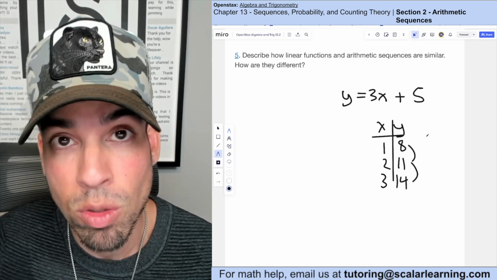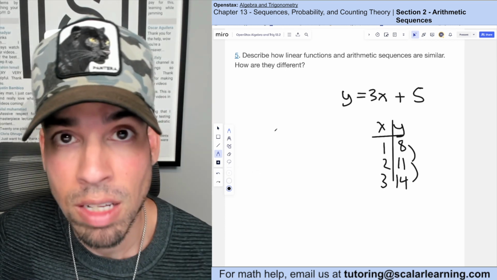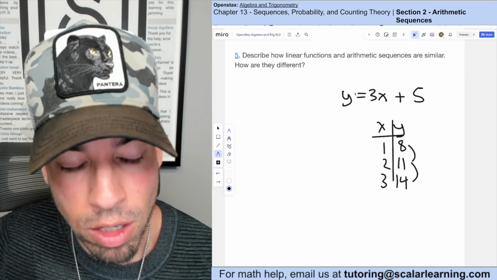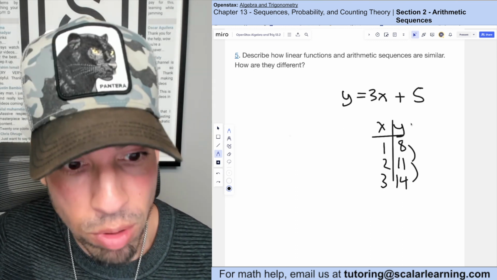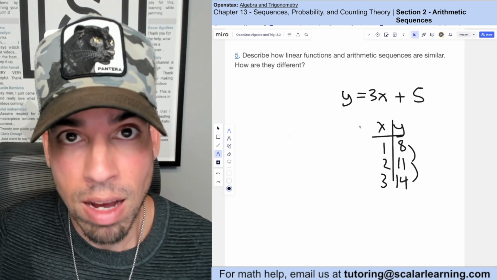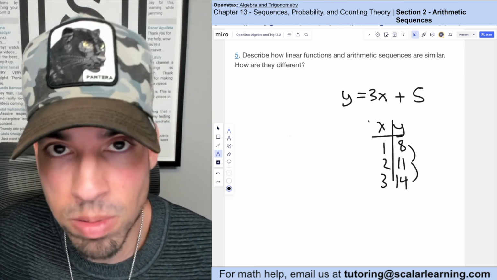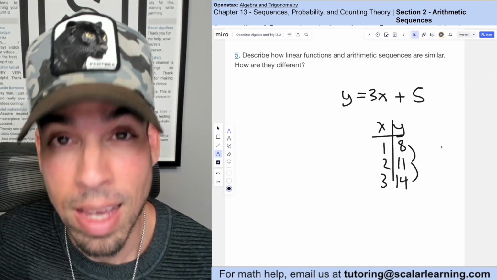So that's the similarity. The way it's different is in a linear equation, we can plug in anything for x. It doesn't have to just be whole natural numbers. It could be like 1.7, 3.2. We don't have that in an arithmetic sequence. For an arithmetic sequence, you're going to have 1, 2, 3 for the actual position of the term in the sequence, right? So anyways, that's how you do it.